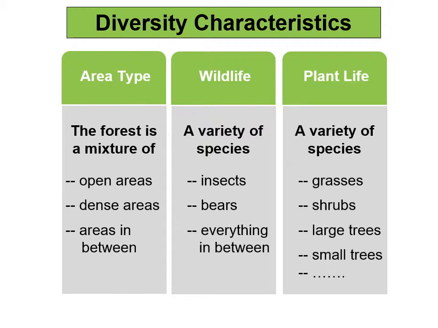Here's what we mean by diversity. Area type: the forest is a mixture of open areas, dense areas, and areas in between. With respect to wildlife, a large variety of species, insects to large mammals, even bears, and everything in between. Plant life: a variety of species, grasses, shrubs, large trees, small trees, and so on.